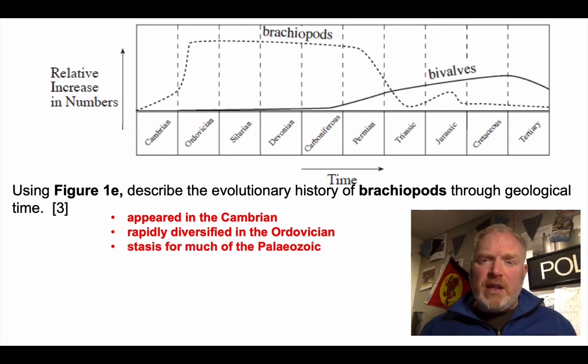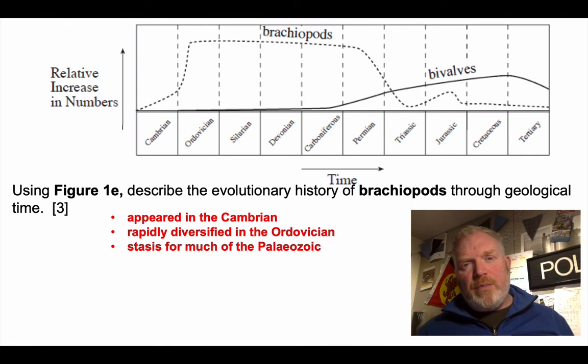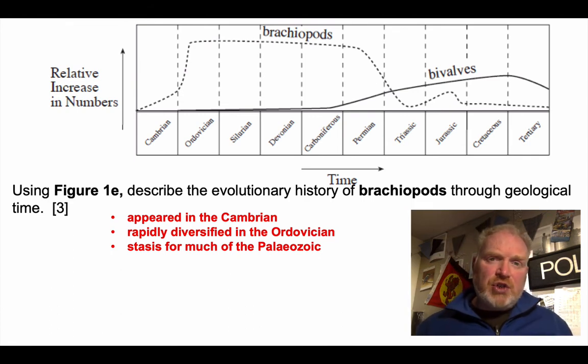But then for the rest of the Paleozoic, up to the end of the Permian, well, for brachiopods, it was about the middle of the Permian, they were in stasis. There was evolutionary stability. Now, I'm sure there were species of brachiopods becoming extinct, but the rate of that extinction must have been about the same as the rate of evolution of new species, because the overall numbers of species of these organisms stayed fairly stable.